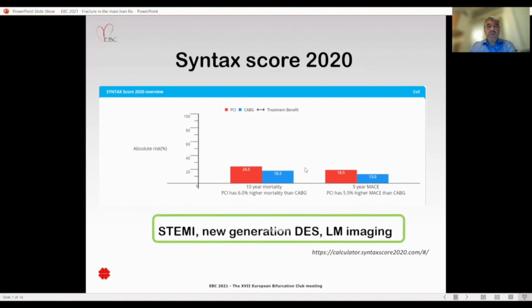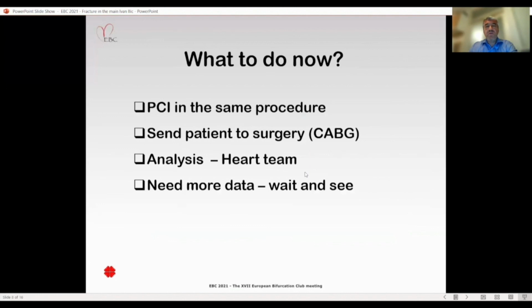Now, none of these studies have taken into consideration patients with ST elevation myocardial infarction, and previous generations of drug-eluting stents were used, and most of them have never used imaging in the procedure. So the question is what to do with this patient. There's an option of PCI in the same procedure, or send the patient to surgery, do heart team analysis, or just wait and see what will happen.